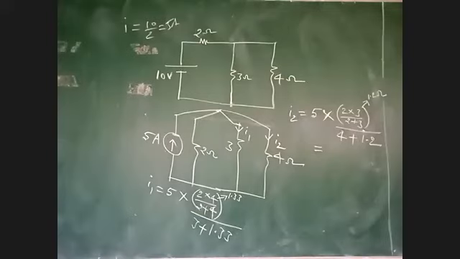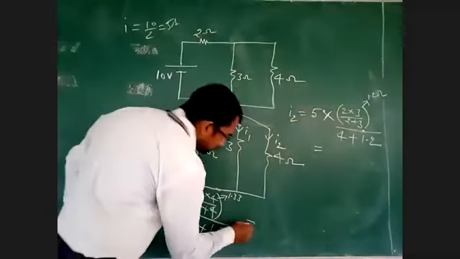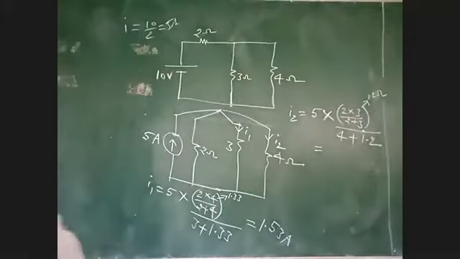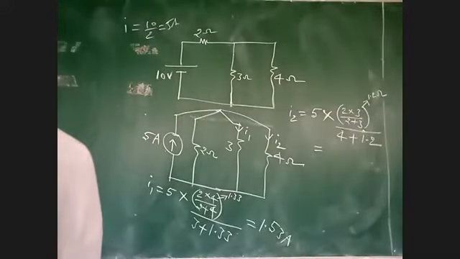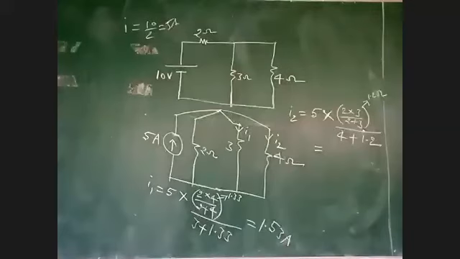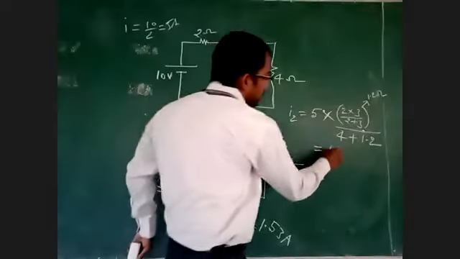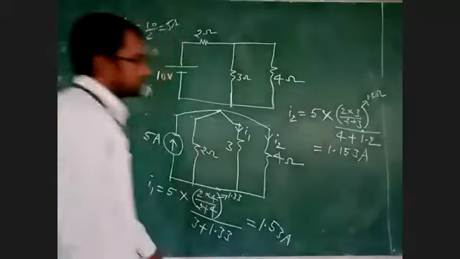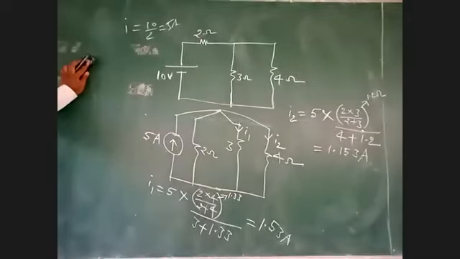What is I1 value? 1.53. What is I2? 1.153 ampere. Okay.